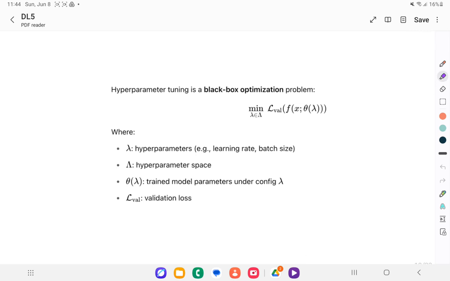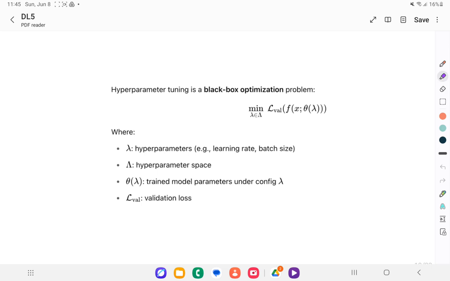So when we tune hyperparameters, what we're really doing is searching for settings, as we said, that minimize the validation loss. But the problem is that unlike typical optimization problems, we don't have a formula for the validation loss as a function of the hyperparameters. Instead, we have to treat it as a black box. We pick a configuration, train a model, evaluate it, and repeat.